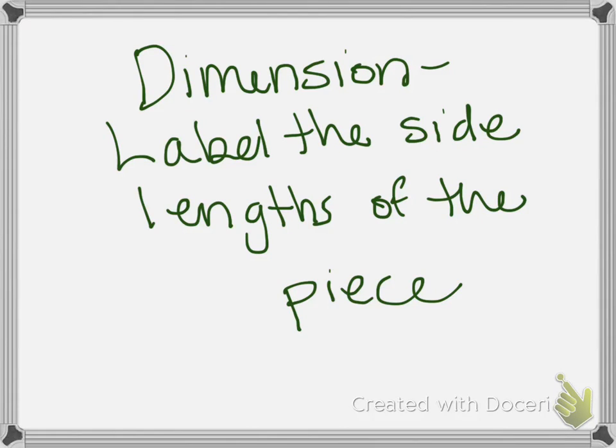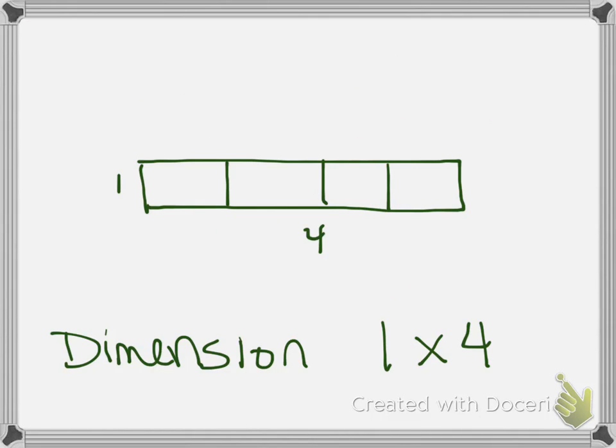This video is a quick review of dimension, area, and perimeter, and an introduction to volume. We're going to start with the definition of dimension. It's the label of the side lengths of the piece. A lot of times you see this in hardware stores when you're talking about lumber. So the dimension of this piece would be a 1x4. Our most common piece we hear the most often is a 2x4.